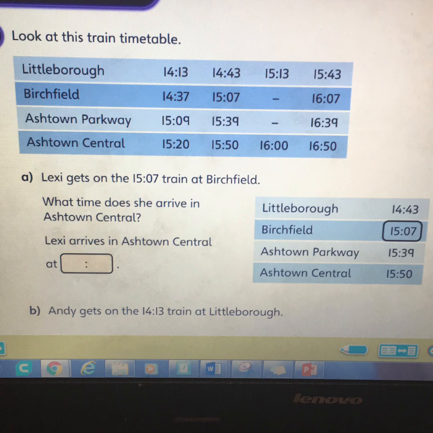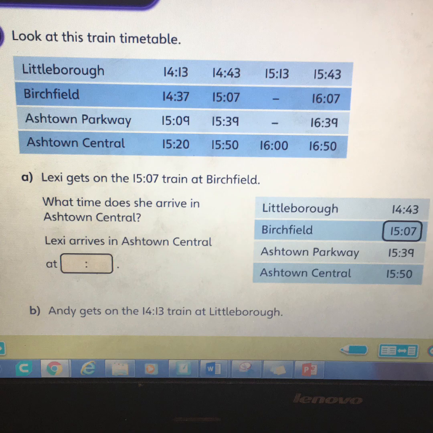So, question A. Lexi gets on the 15:07 train at Birchfield. So, I want you to put your finger on 15:07 Birchfield. Make sure you found that right time. What time would she arrive in Ashtown Central? If you go down the column, what time would she arrive? 15:50. What's 15:50 the same as? 15:50 is the same as 3:50 or 10 to 4.